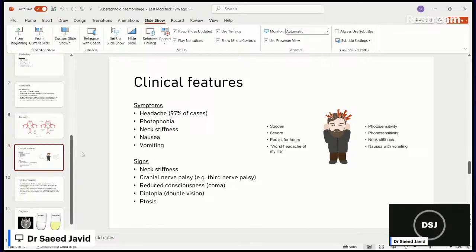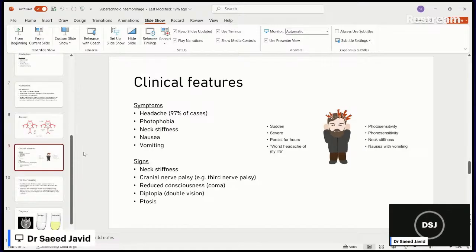One of them is called Koenig sign. Koenig sign is when the patient is unable to fully extend their knee when you flex their hip to 90 degrees. Imagine a patient lying flat. You flex the hips to 90 degrees, and as a result, they have an inability to fully extend the knee when you passively move it, and that's because of meningeal irritation.